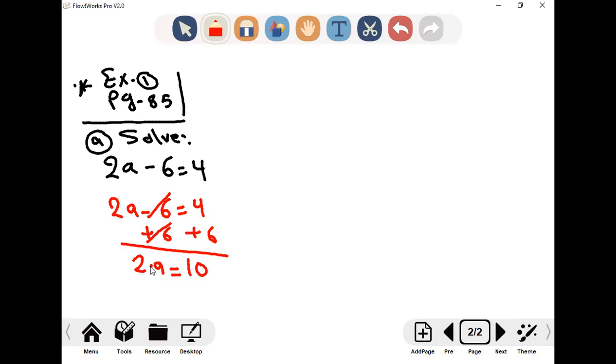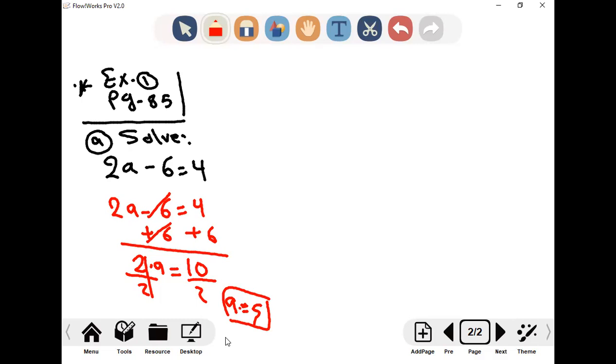Now I have multiply here, so I will divide, the second step. Do not divide, then add or subtract. No. We add or subtract, then we divide or multiply. So I will divide both sides by 2. So a equals 5. This is the solution of the equation. To check our answer, replace a by 5. 2 times 5 is 10, minus 6 is 4. This is part A.